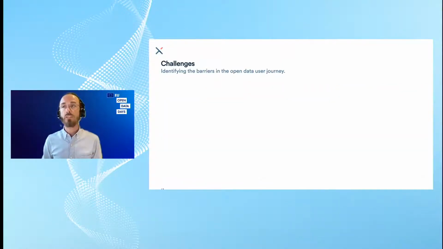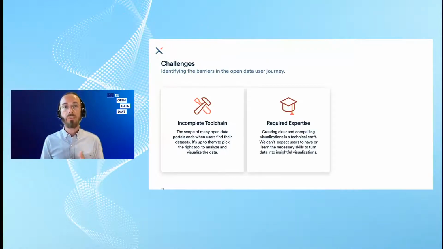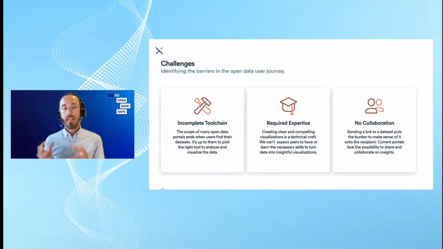So we identified a few challenges that we wanted to overcome with building Visualize. The first one, we wanted to fix the incomplete tool chain. We didn't want to stop with providing data sets. We wanted to actually help people and provide them with the tool to analyze and visualize that. We also wanted to lower the required expertise. Creating clear and compelling visualizations is a technical craft, and we can't expect all people who want to work with open data to have or acquire that craft. And the last thing is we wanted to make making sense of open data a collaborative effort and not a one-man show. Current portals oftentimes lack the possibility to share and collaborate on these insights.